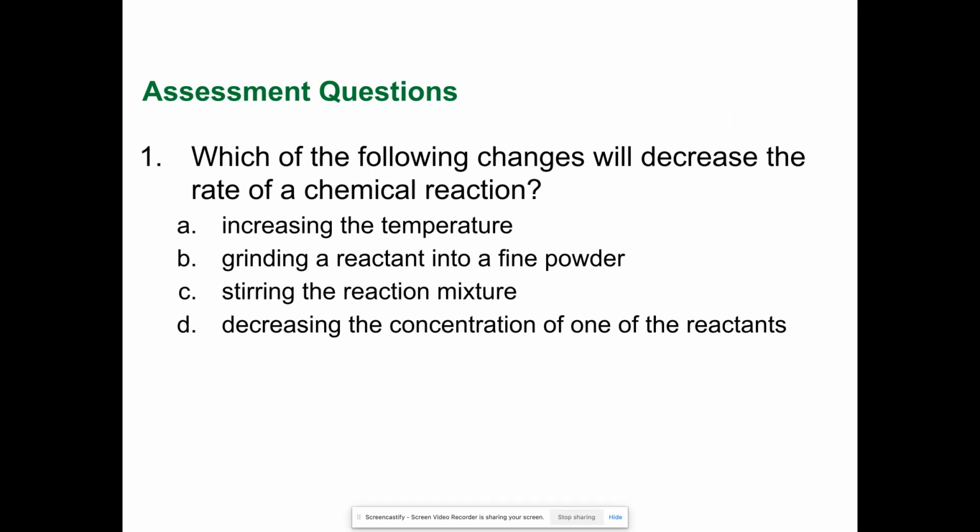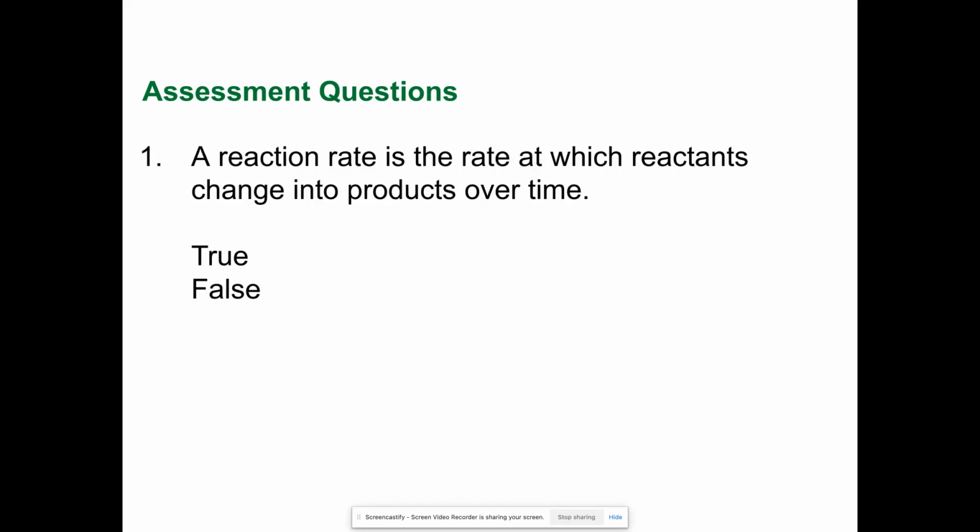So just to recap, which of the following changes will decrease the rate of a chemical reaction? Increasing the temperature only increases the rate. Grinding the reactant into a fine powder will increase the rate because you're creating more surface area. Stirring the reaction mixture will increase it. Decreasing the concentration. So I think D. Anything that you increase usually increases the reaction rate. So yep, D. The reaction rate is the rate at which the reactants change into products over time. Yeah, that's true. And that's all I got for you guys today.